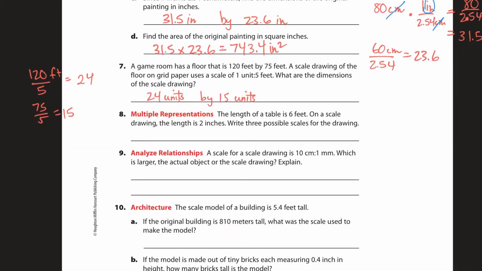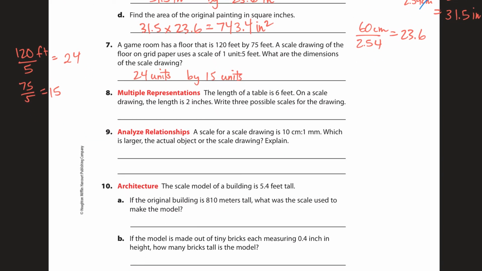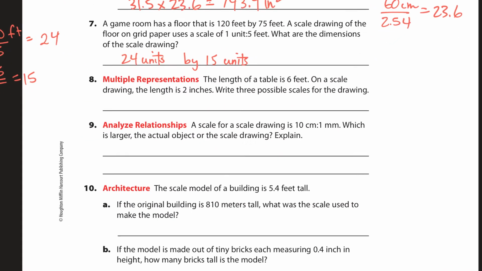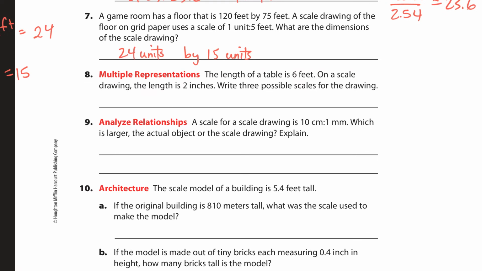Next. Let's make this a little bit bigger here. So, the length of a table is 6 feet. On a scale drawing, the length is 2 inches. Write 3 possible scales for the drawing.